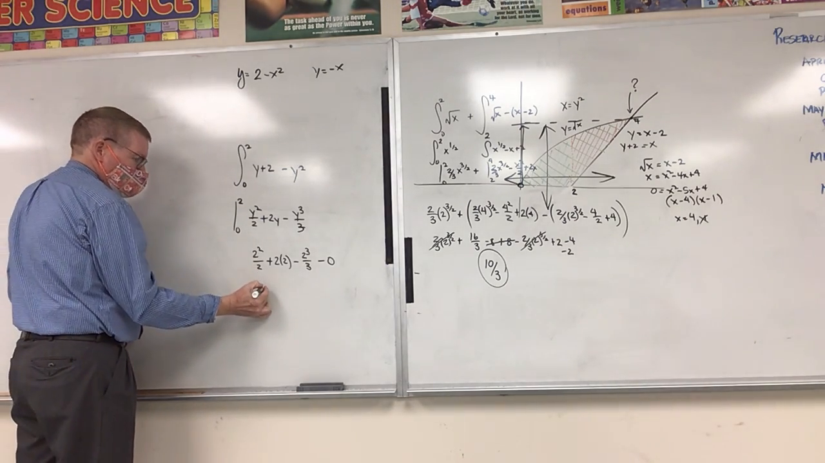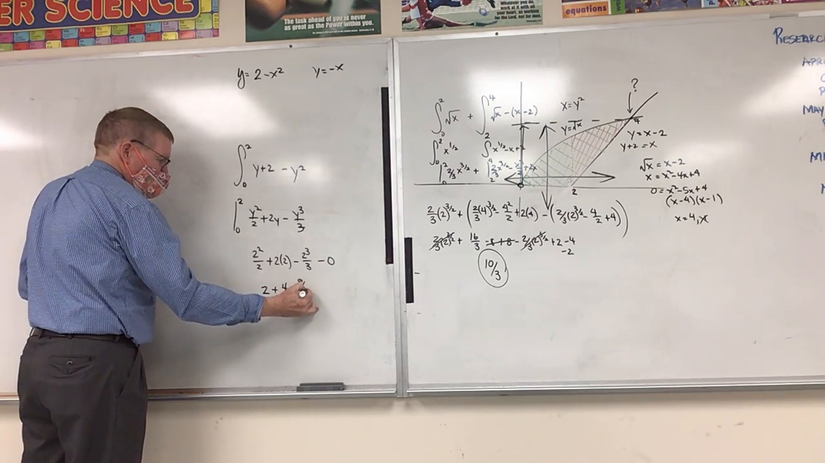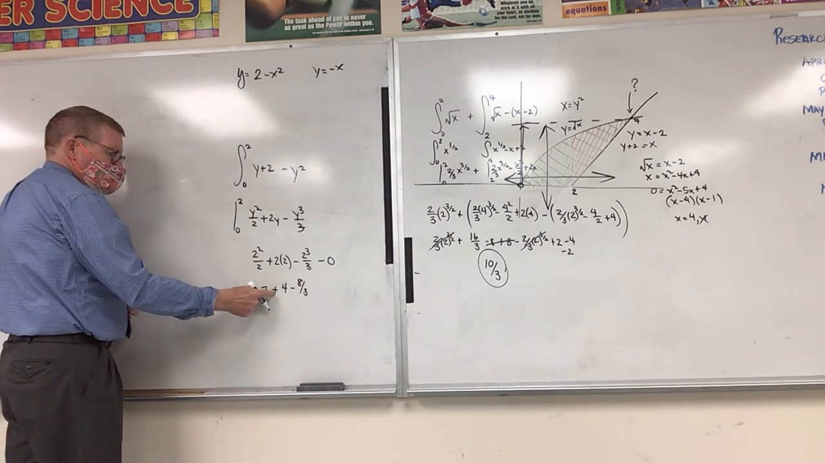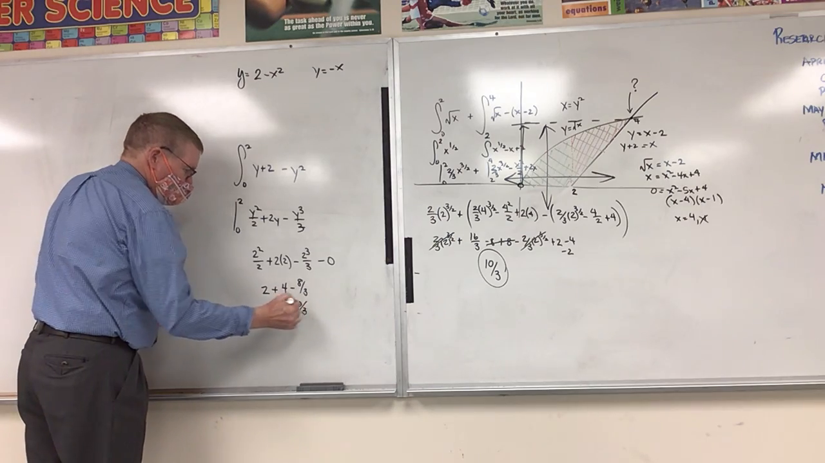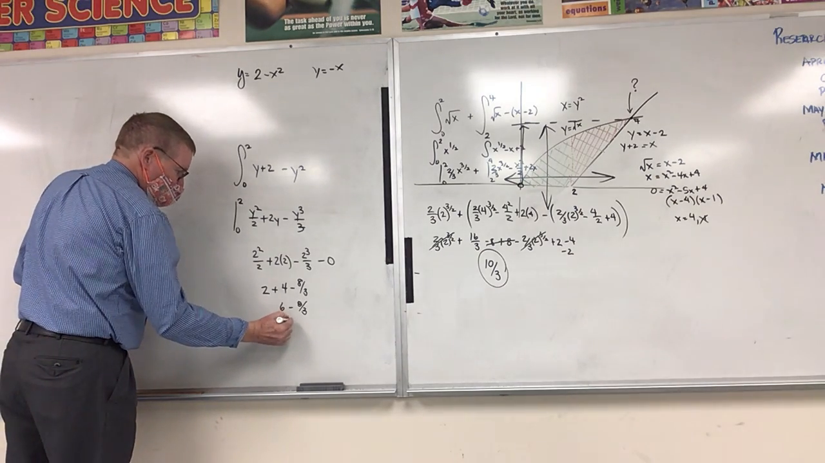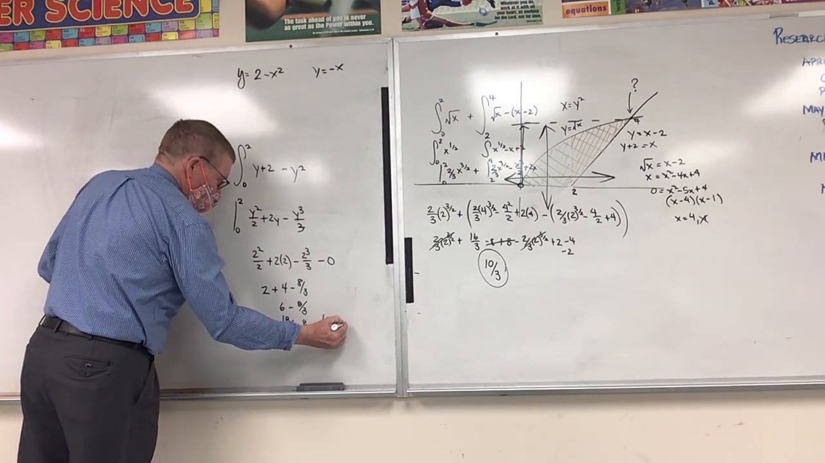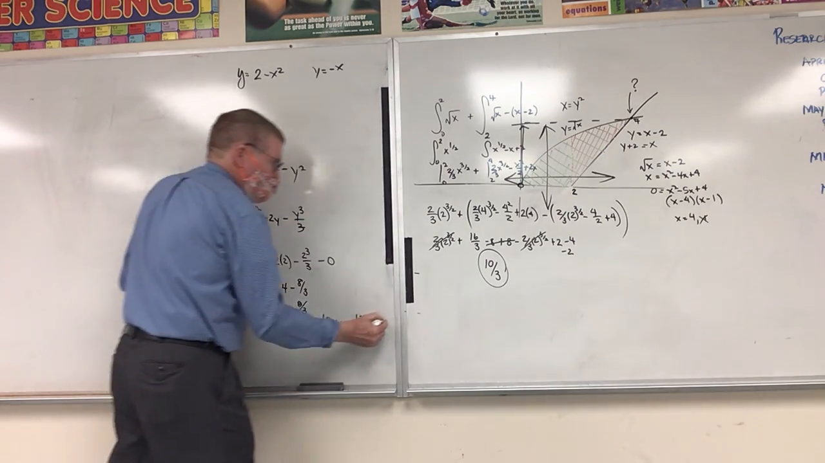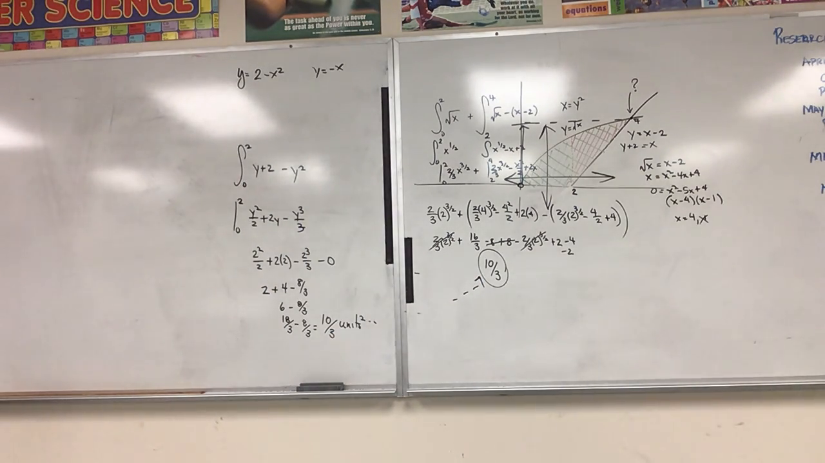2 squared over 2 is 2, plus 4, minus 8/3. 2 plus 4 is 6 minus 8/3. 6 is the same thing as what over 3? 18 over 3 minus 8/3, which equals 10 over 3 units squared. So they should match. Yes, because it's the same area, we just oriented it a different way.